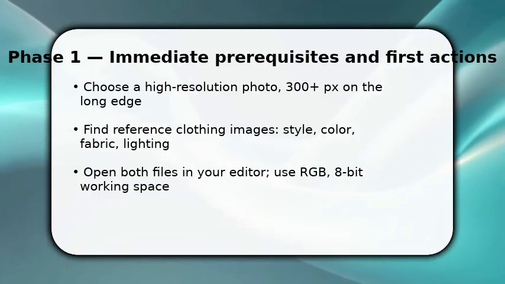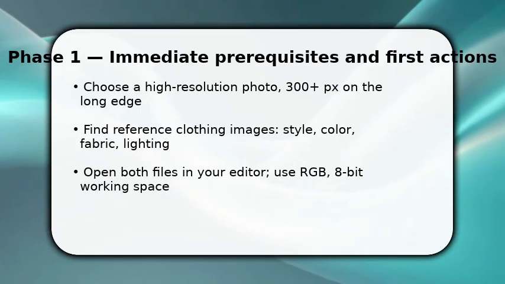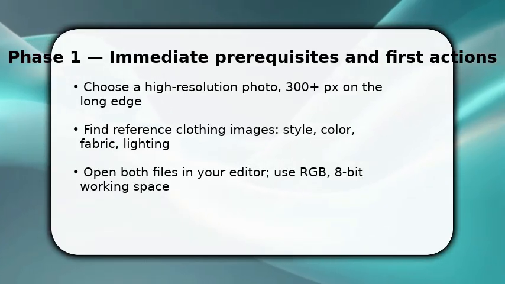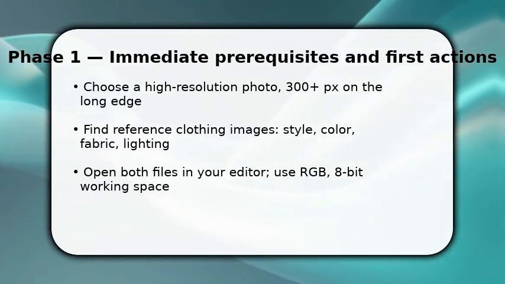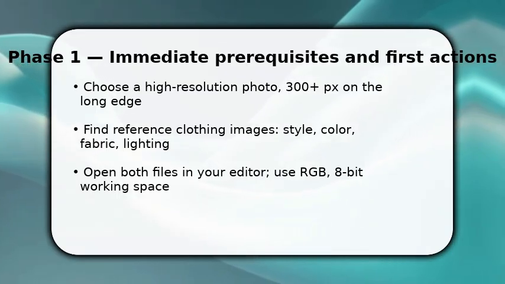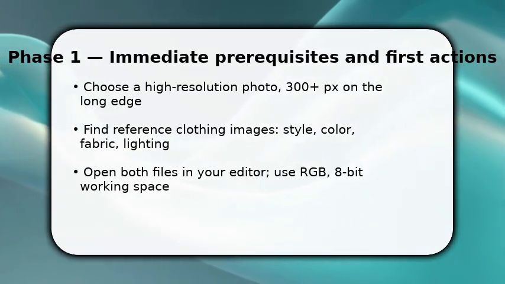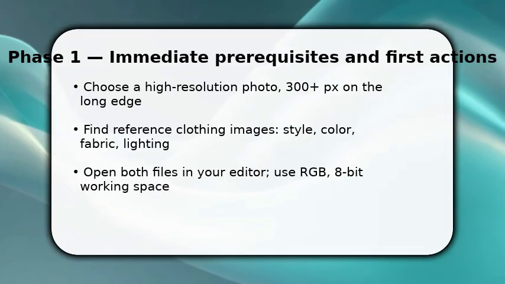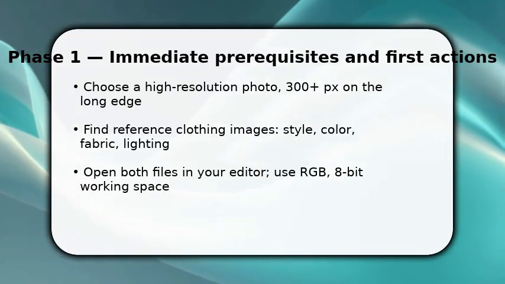You start by loading the main photo and a reference garment into your editor. This gives you target color, texture, and fit. Once loaded, you isolate the subject with a quick mask. Use a lasso or AI selection to save time. Make a duplicate layer so you can always revert.